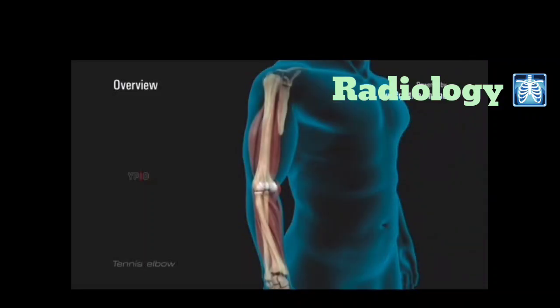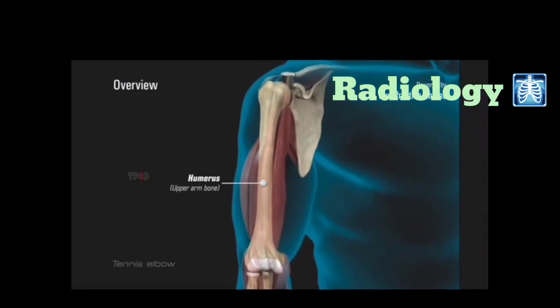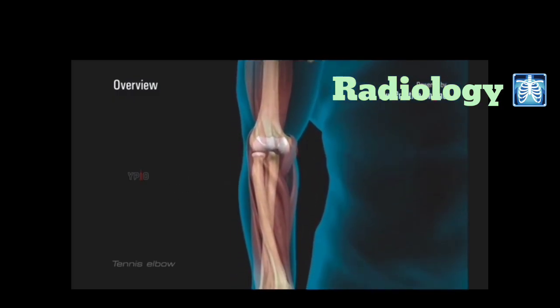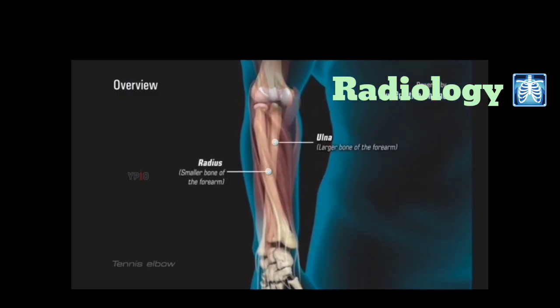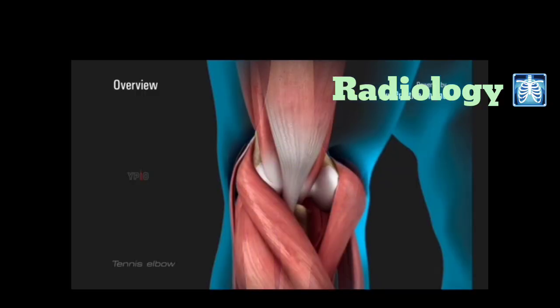The elbow joint is made up of three bones: the humerus, the upper arm bone; the radius, the smaller bone of the forearm; and the ulna, the larger bone of the forearm. The lower end of the humerus is divided into two bony protrusions known as the medial and lateral epicondyles. Various structures such as muscles, tendons, and ligaments support the stability of the elbow joint.